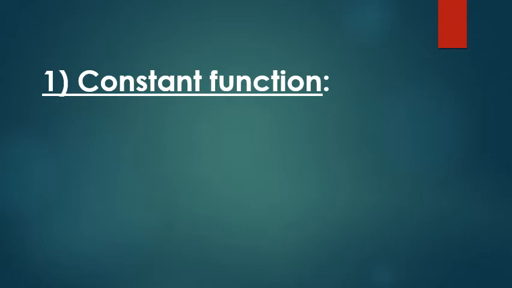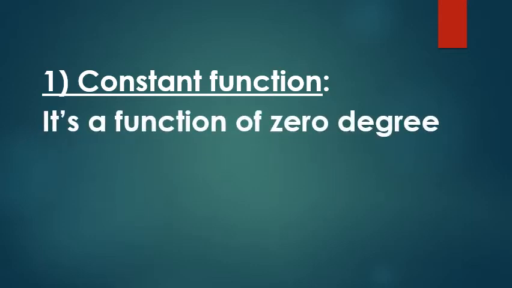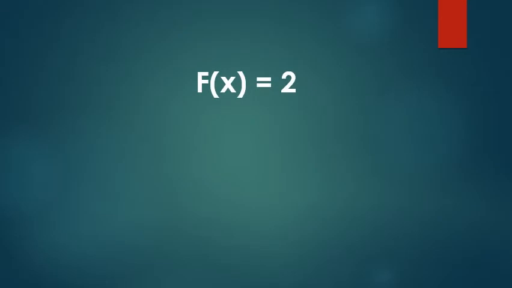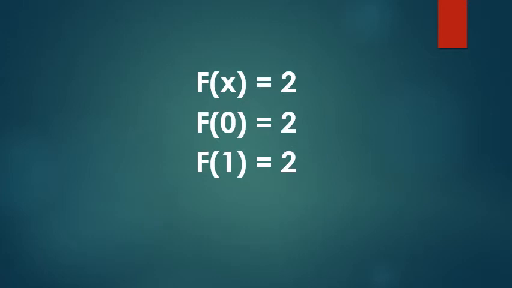First of the polynomial functions is the constant function. The constant function here is a function of 0 degree. For example, f of x equals 2. Here the degree is 0 because there is no x. If I want to find f of 0, then the result will be 2. And f of 1 will also be 2. F of 2 will be 2, because this function is called a constant function and doesn't change.